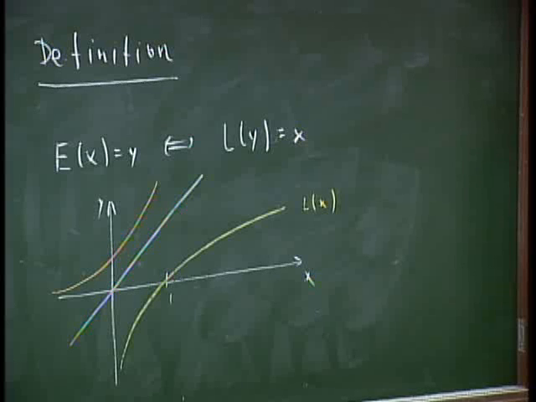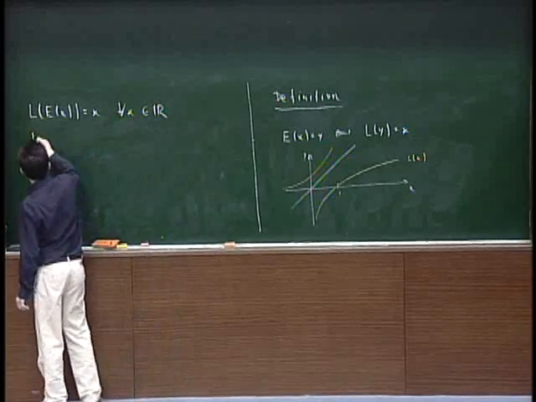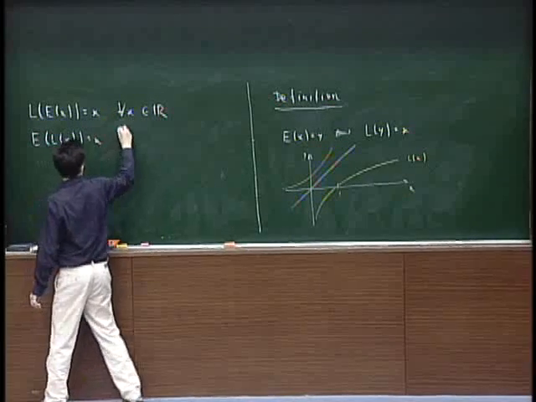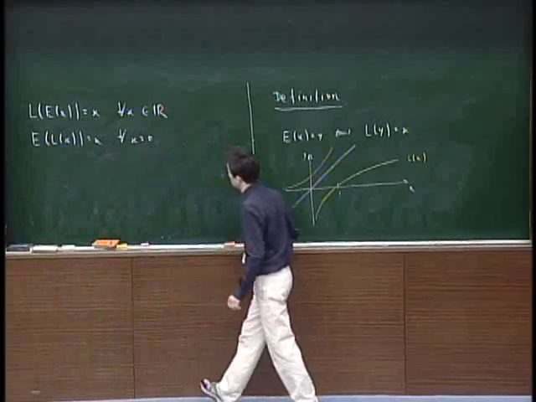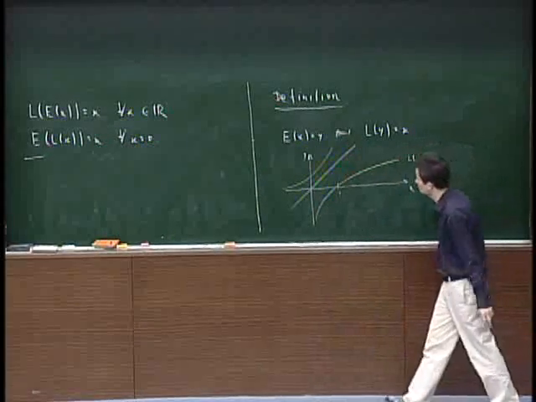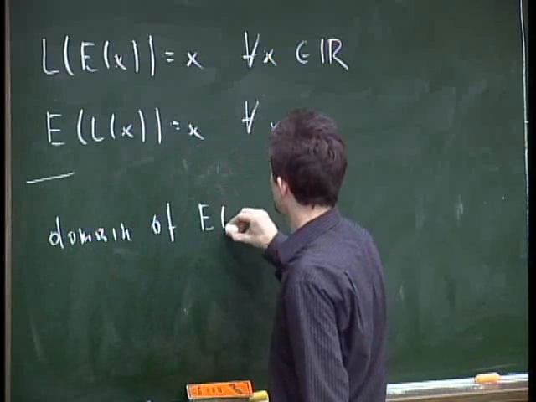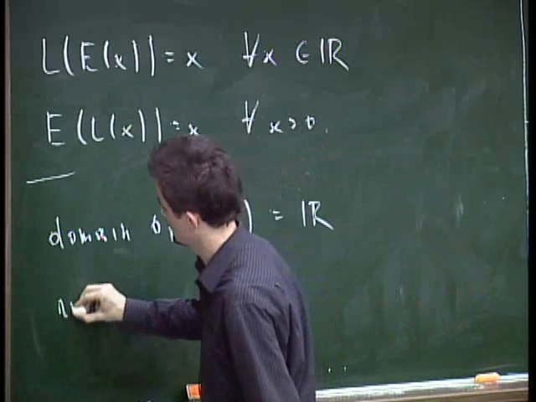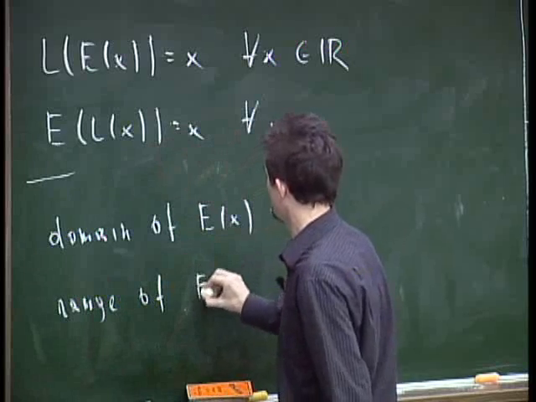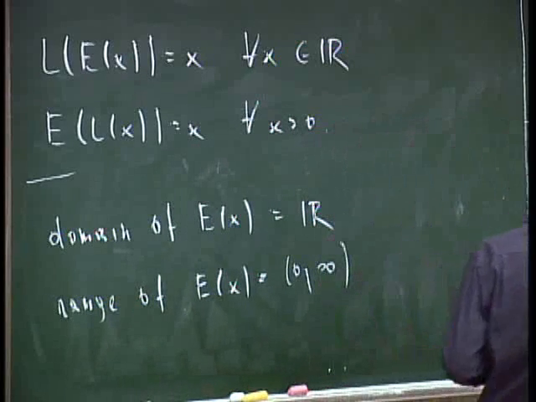Also, you have what we called in the first lecture cancellation equations. You have that L of E of x is equal to x for all x in R, and E of L of x is equal to x for all x larger than 0. These are the cancellation equations. We also get that domain and range change their role. The domain of E of x is equal to R, and the range of E of x is equal to the half-open interval from 0 to infinity.